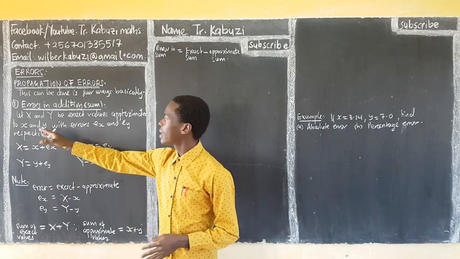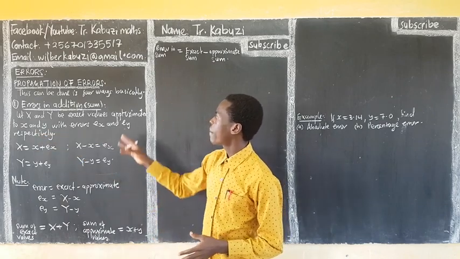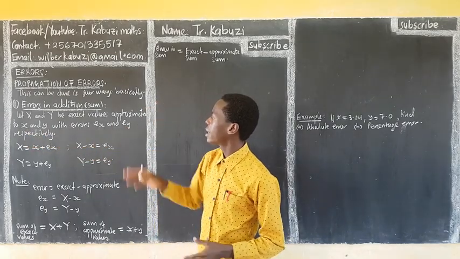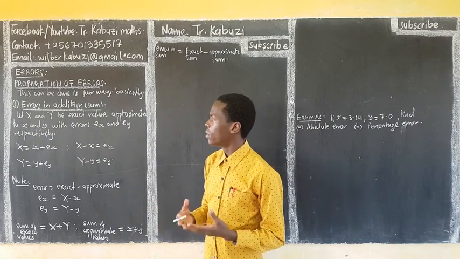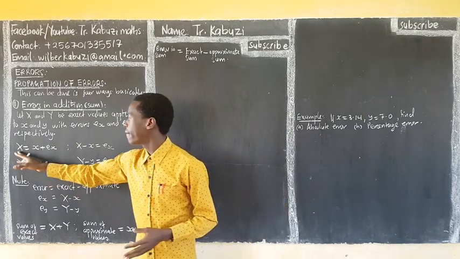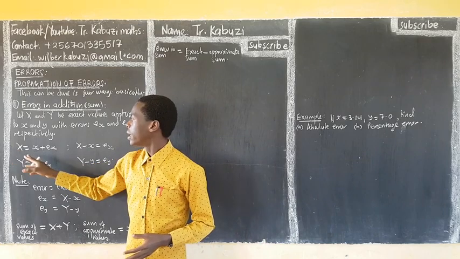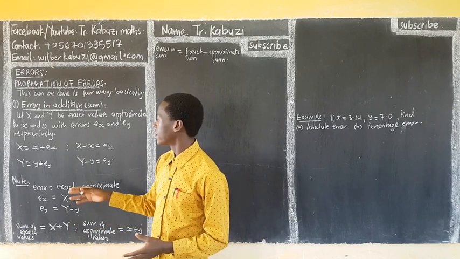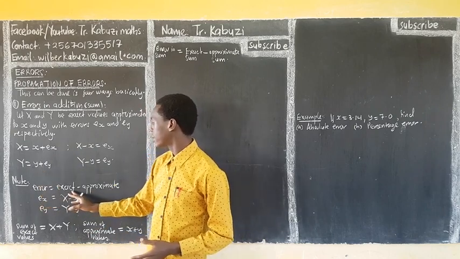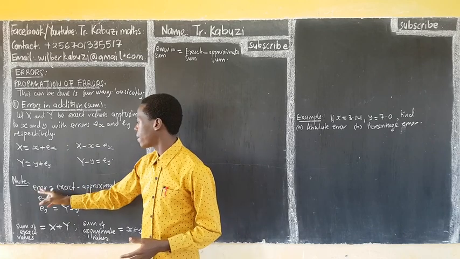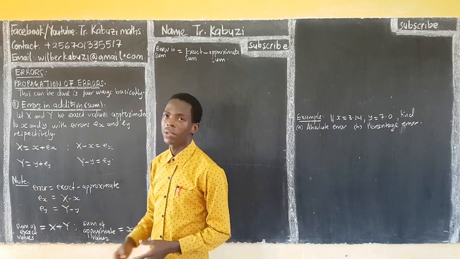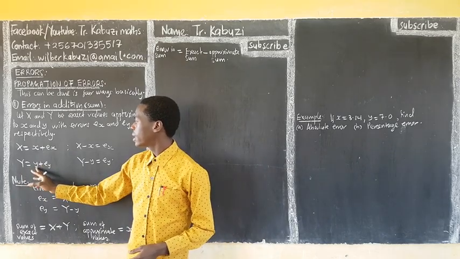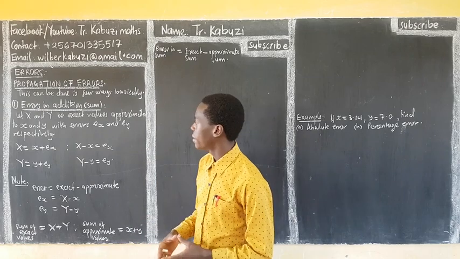Let X and Y be exact values approximated to x and y with errors ex and ey respectively. You know that an exact value is equal to the approximate plus the error, because our error is equal to the exact minus the approximate. So if I take this side, I'll have error plus approximate equaling exact. In simple terms, that's what we are doing here. So for Y, it will be this plus this, as simple as that.